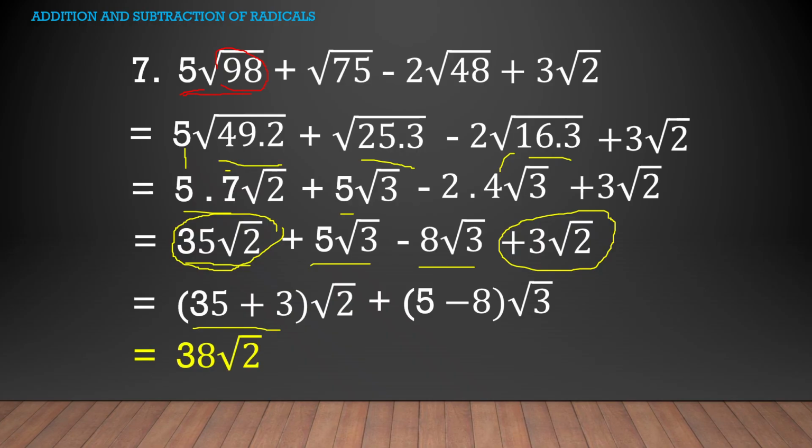We got 38 square root of 2, the radicand, plus, or rather minus, because this is bigger than 5. So we have 5 minus 8 is negative 3. So that's why we have minus 3 square root of 3. So our final answer is 38 square root of 2 minus 3 square root of 3.